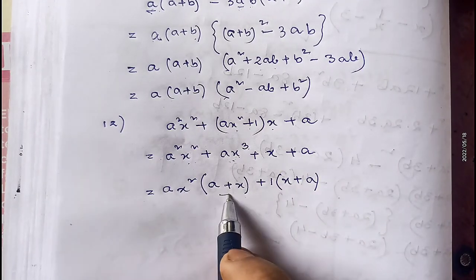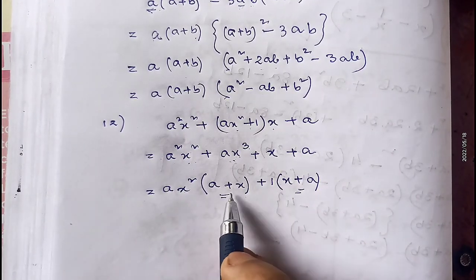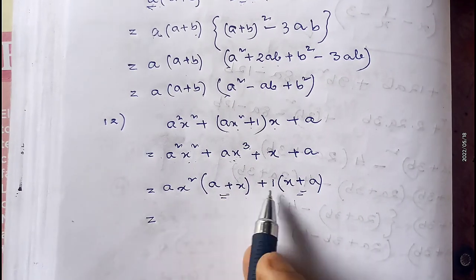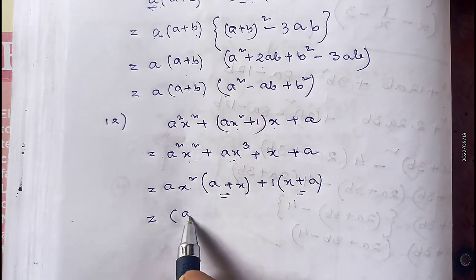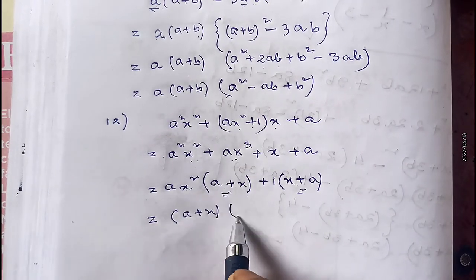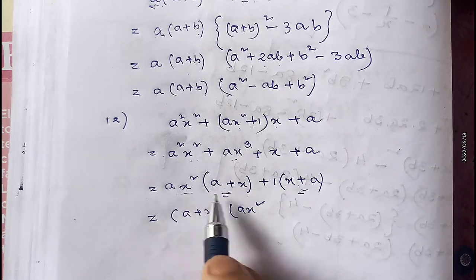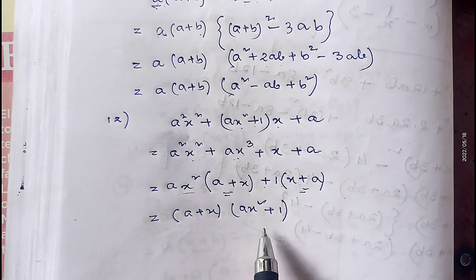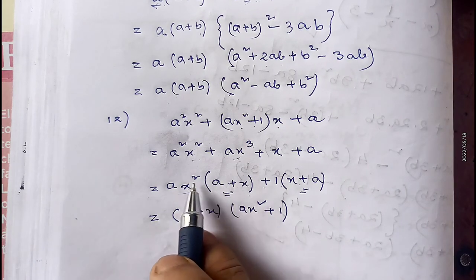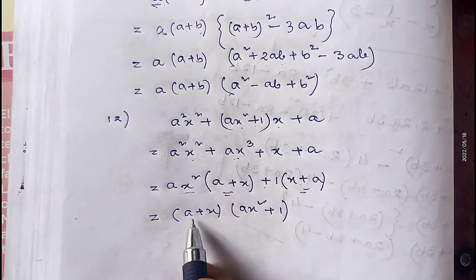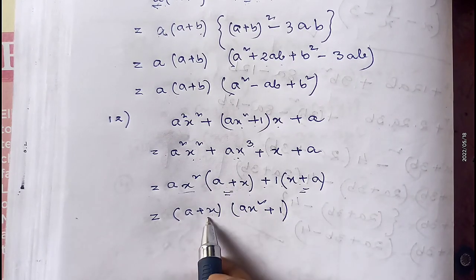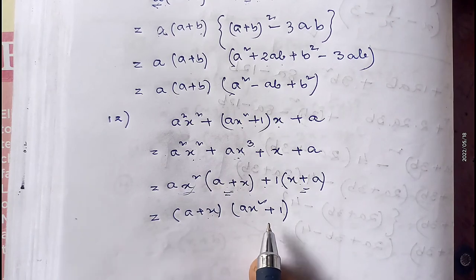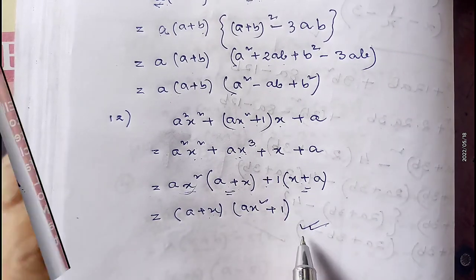So here we got the same term, x plus a, because a plus x or x plus a, it is the same thing. So these two again can be taken common. It will be a plus x, then we are left with a x square plus 1, which cannot be further simplified, so this is the required answer. Clear? From this part and this part, we have taken a plus x common. Since a plus x is common, we are left with a x square plus 1. Since this cannot be further simplified, so this is the required answer.